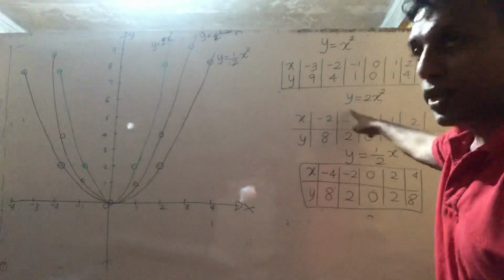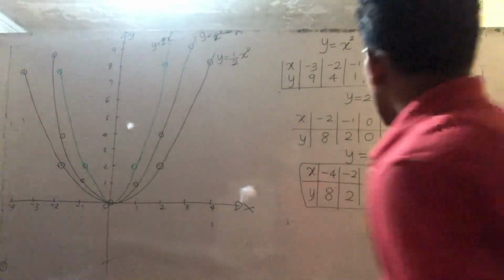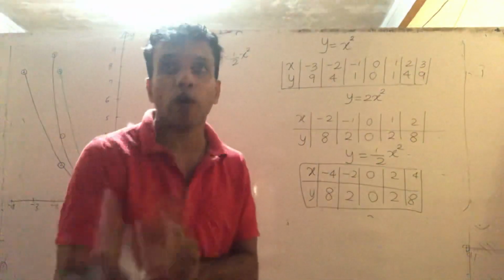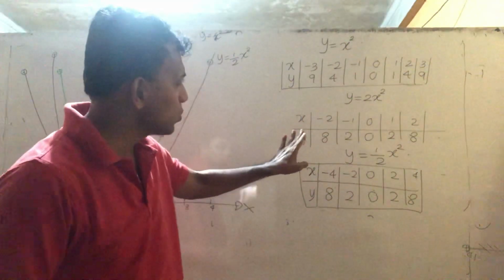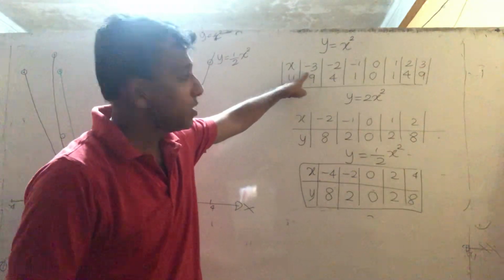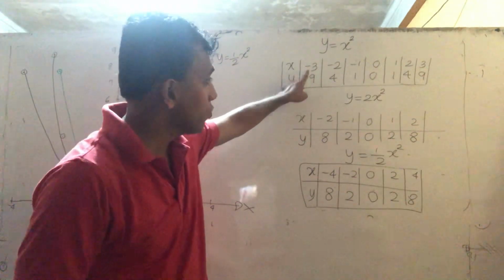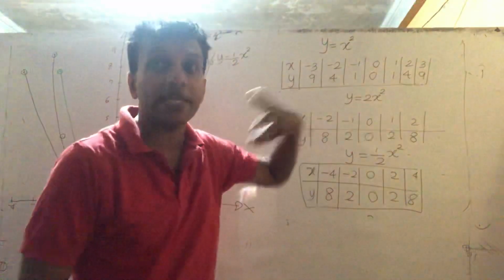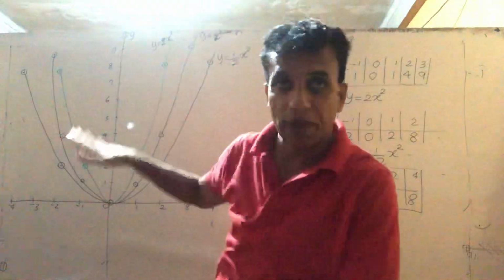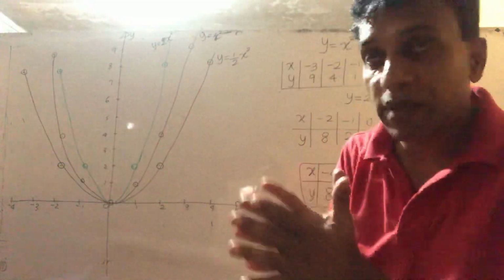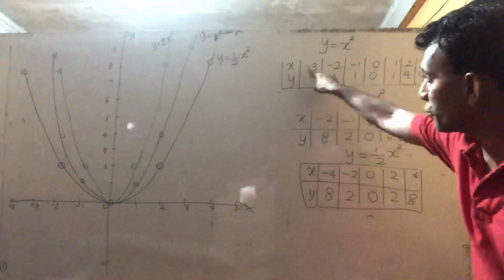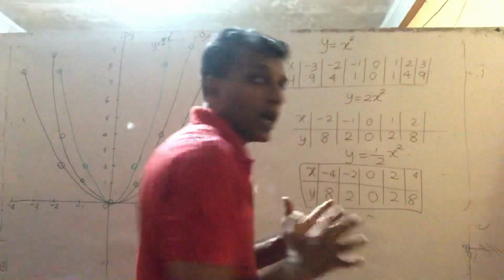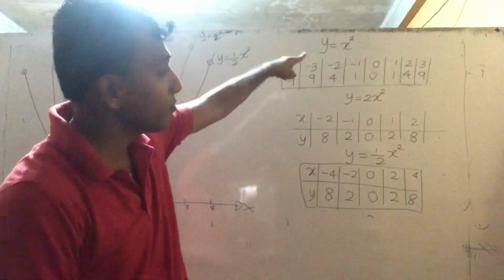I also took another equation, y equals 2x square. If we know the x square value, take twice of that. If x is minus 3, x square is 9, and double of that is 18. That becomes very high and there is a space problem. Therefore I minimized the graph and used minus 2 instead of minus 3 here. So y equals 2x square is double the value of the previous graph.